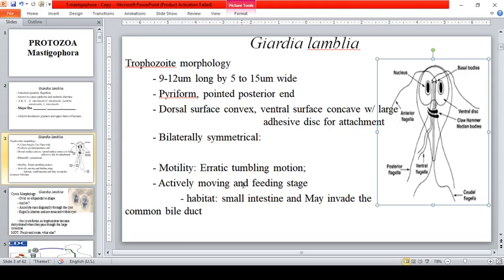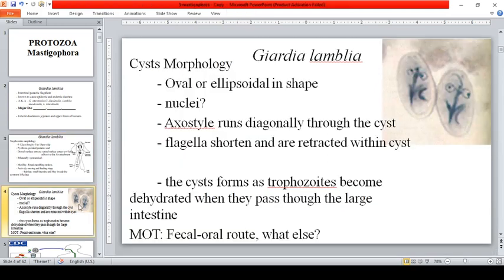Unlike the cyst, that is the non-feeding stage, inactive stage, kasi it is trying to preserve its content. Kumbaga, that is inactive. Okay? So, habitat, small intestine. Okay? Small intestine, but may invade also the common bile duct. It resembles an old man with eyeglasses. So, that is Giardia lamblia trophozoite.